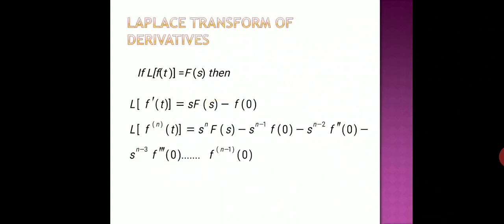And the next is Laplace transform of derivatives. If L of f of t is equal to F of s, then L of f dash of t is equal to s into F of s minus f of 0. In the general case, L of f n dash of t is equal to s power n F of s minus s power n minus 1 f of 0 minus s power n minus 2 f dash of 0, etc., up to f n minus 1 dash of 0. Here we are using that derivatives formula in application side.